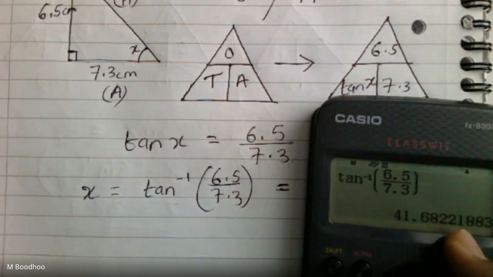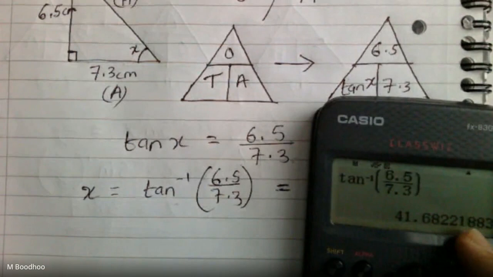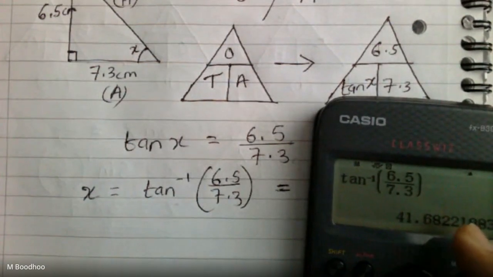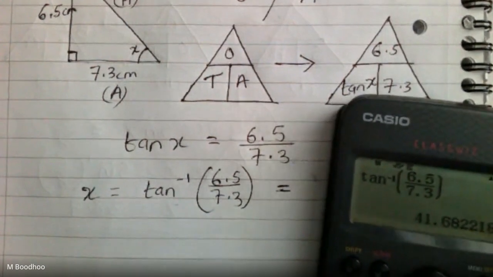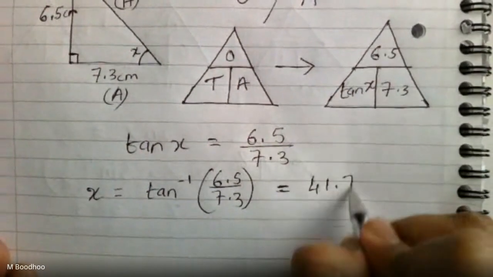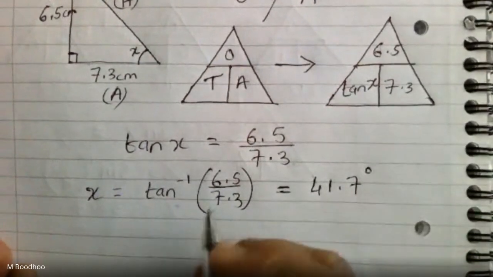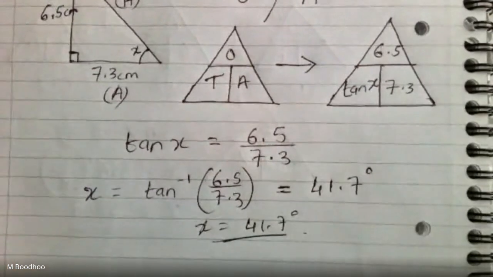41 point whatever these numbers are. I'm only concerned with rounding this to one decimal place. So my answer is just going to be 41.7. All right, so x is just going to be 41.7 degrees. Okay, this is your answer. x equals 41.7 degrees. That's your angle. That's the angle that you want.